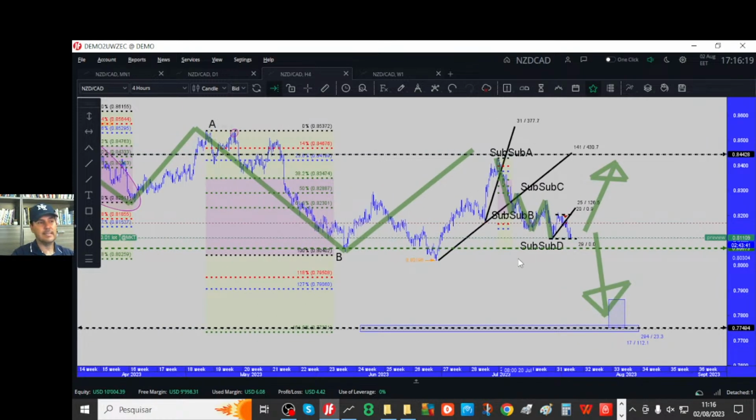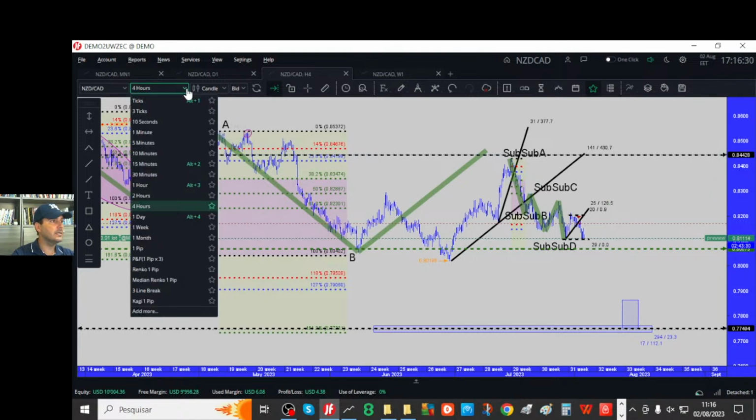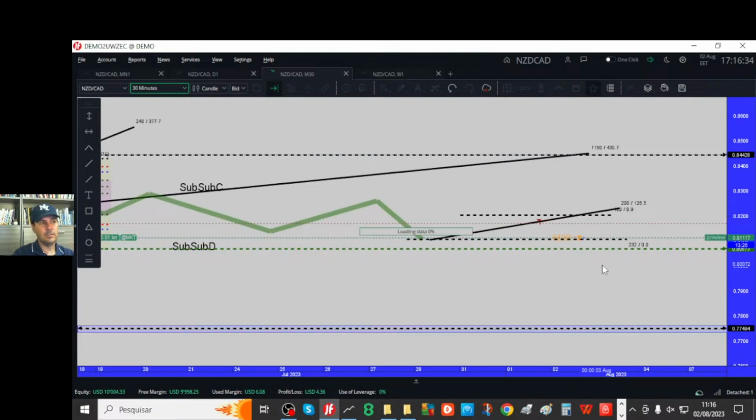If you have trade management rules, for example, just an example: when I'm winning, I need to go on the 30-minute chart. Just an example. Give it a second, as always.